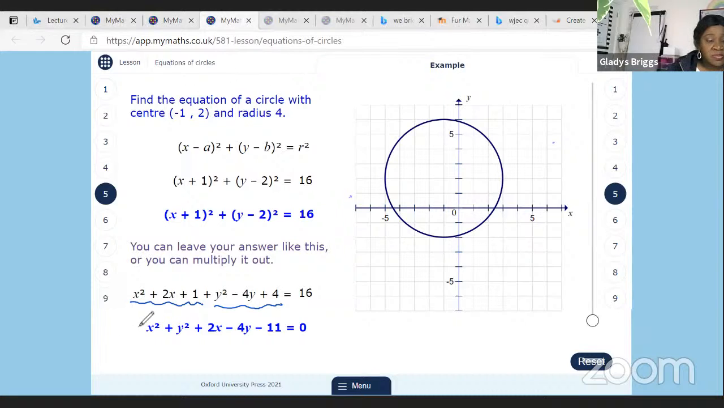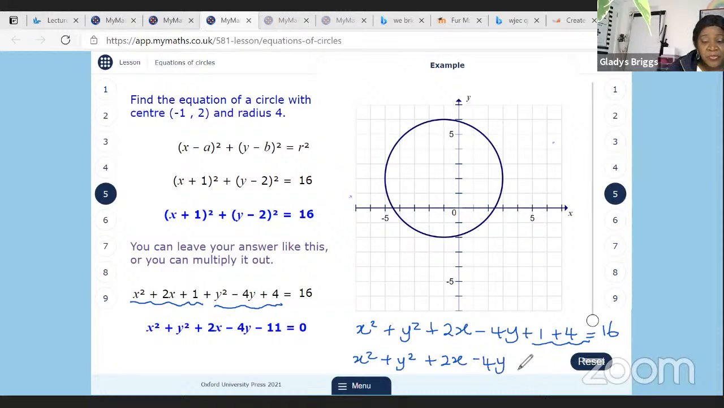Let me simplify that for you guys. x squared plus y squared plus 2x minus 4y plus 1 plus 4 is equal to 16. And you add the 1 and 4, then you have x squared plus y squared plus 2x minus 4y plus 5 is equal to 16. And then you take 16 to the other side and the sign changes to -16, yeah? So x squared plus y squared plus 2x minus 4y plus 5 minus 16 is going to give you -11. And then you have 0 at the other side.